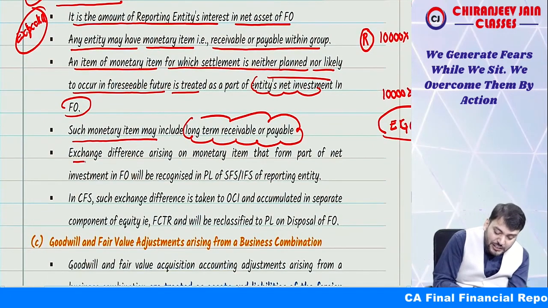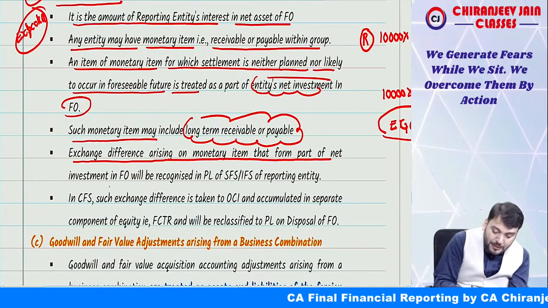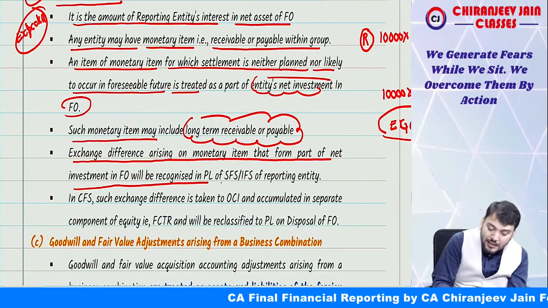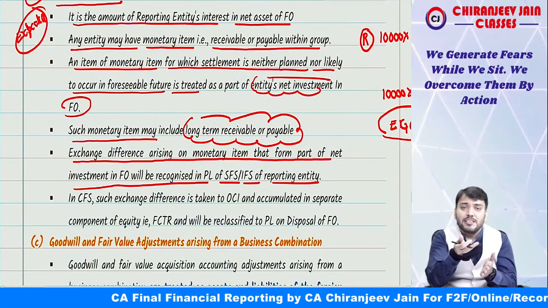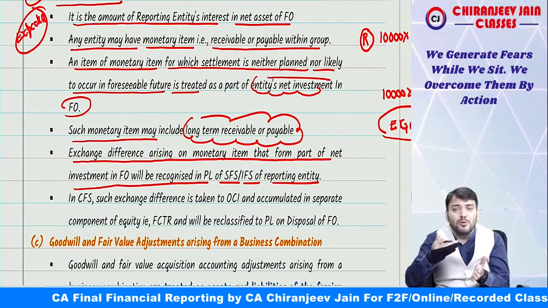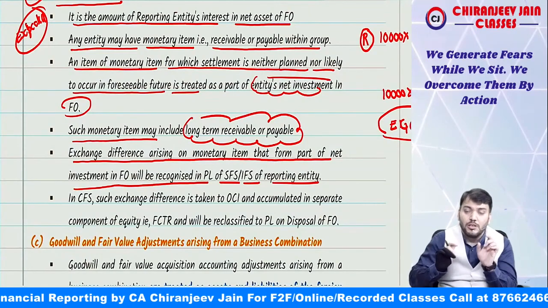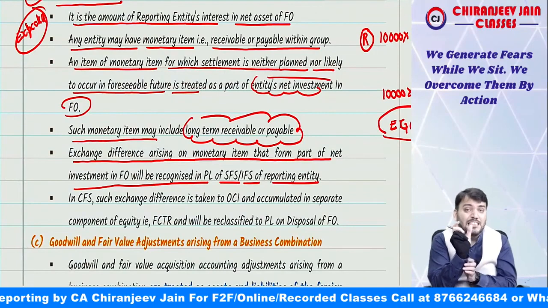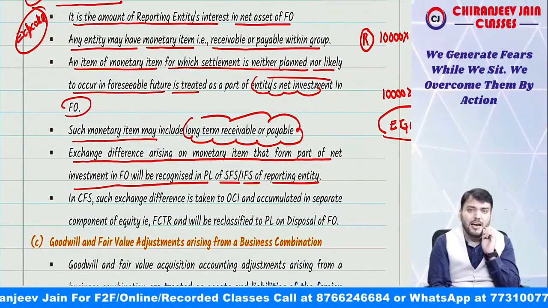So what they say is that exchange difference arising on monetary items that form part of net investment in FO will be recognized in PL in the SFS or IFS of the reporting entity. Because these are monetary items, they will be translated using the closing exchange rate, and any difference will be transferred to PL. In this, there is no doubt. The doubt is whether that exchange gain or loss will be eliminated or not. Are you getting what I am saying?